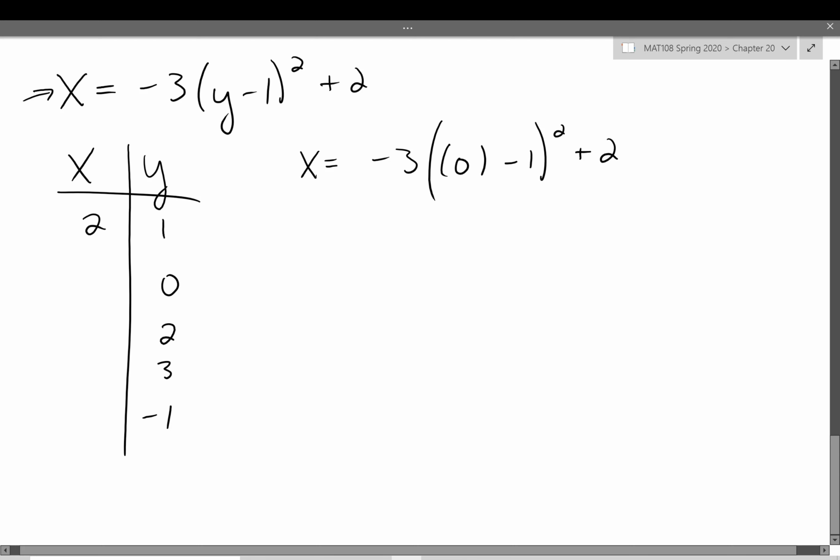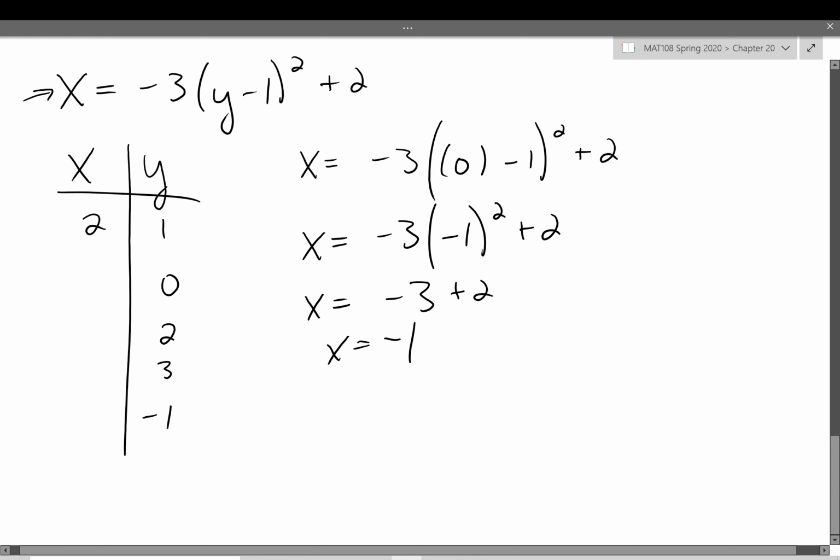Then we're going to put a 0 now. So that's going to give me x equals -3 times (0 minus 1), which is -1, squared, plus 2. Well, -1 squared is going to be +1. And -3 times +1 is still -3, plus 2. So x equals -1. All right.